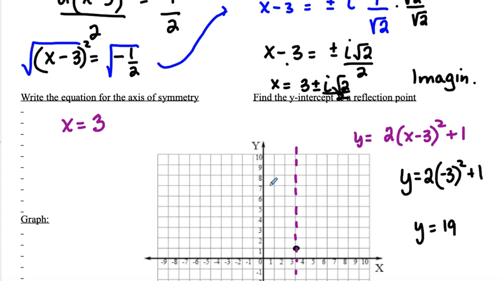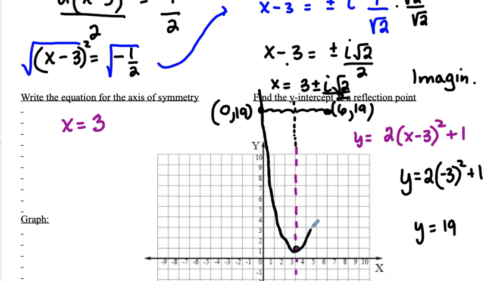So the point (0, 19), it's going to be way up here. (0, 19) is on my graph. And if I reflect that over the axis of symmetry, it has to be the same distance away. So it's 1, 2, 3 to get over. So I've got to go 3 in the other direction, 1, 2, 3, which is going to put me at (6, 19). So I have (0, 19) as my y-intercept and (6, 19) as my other point. And so I can then draw my parabola.